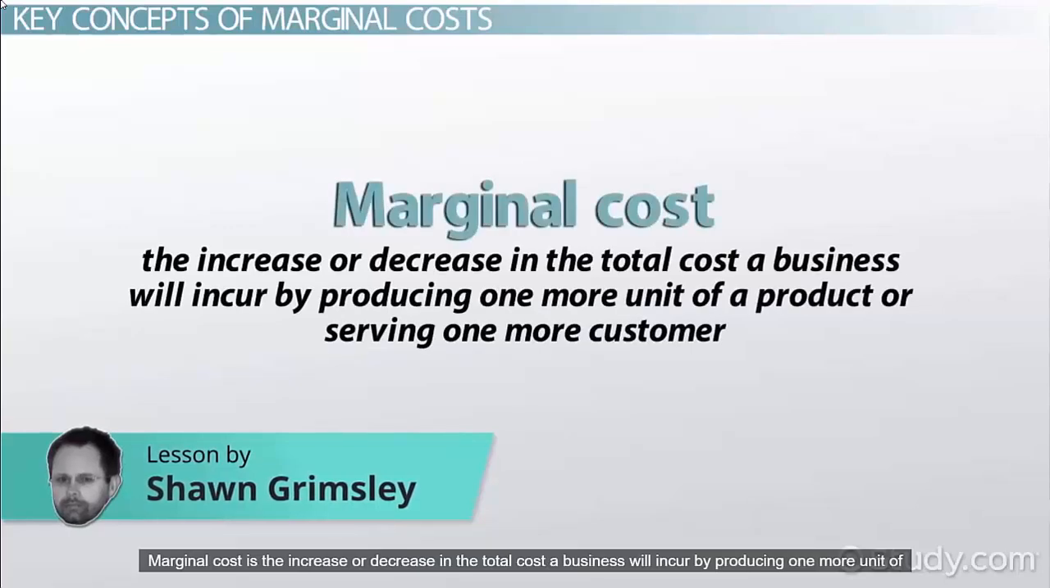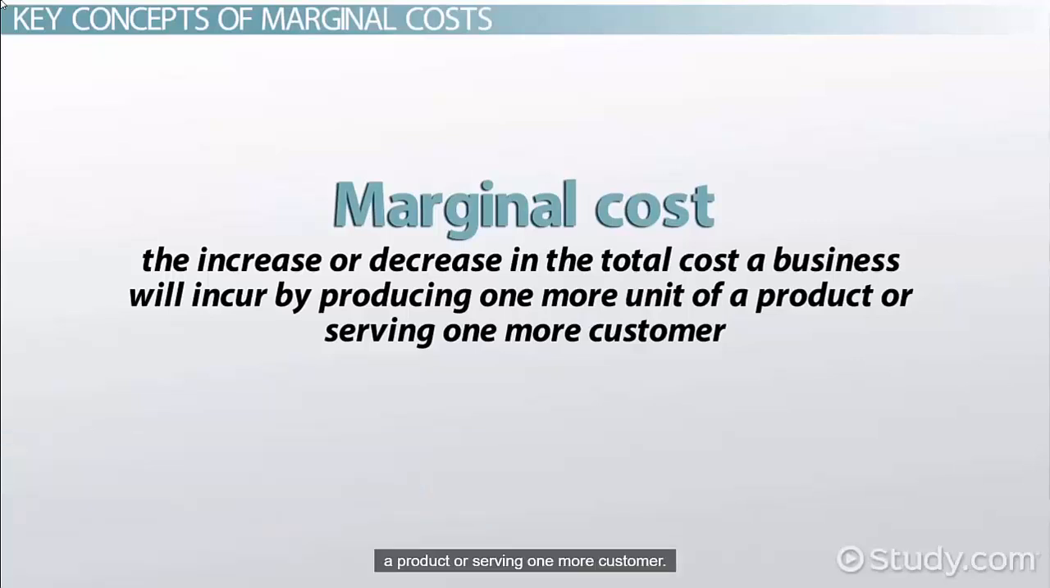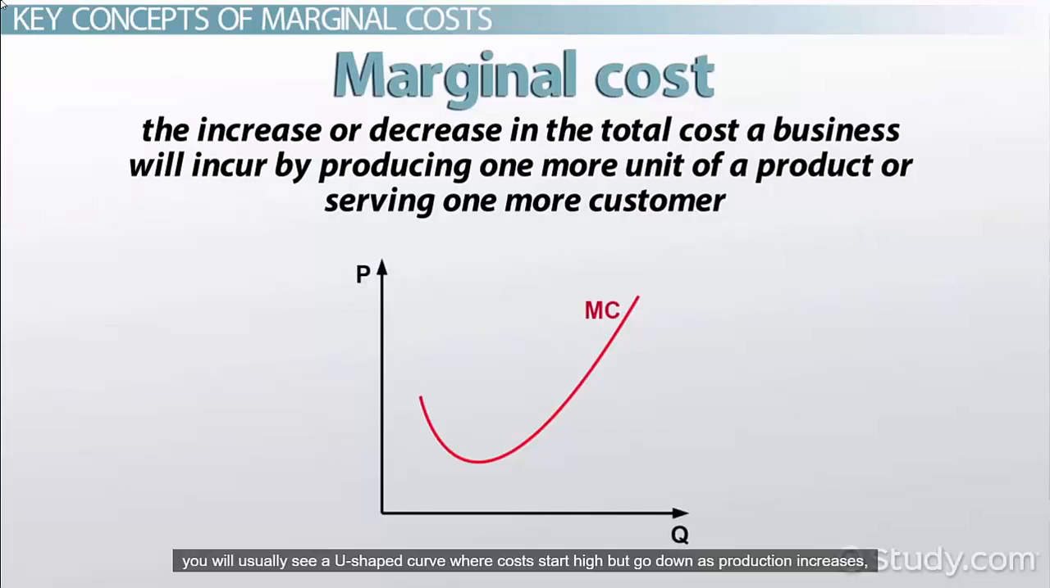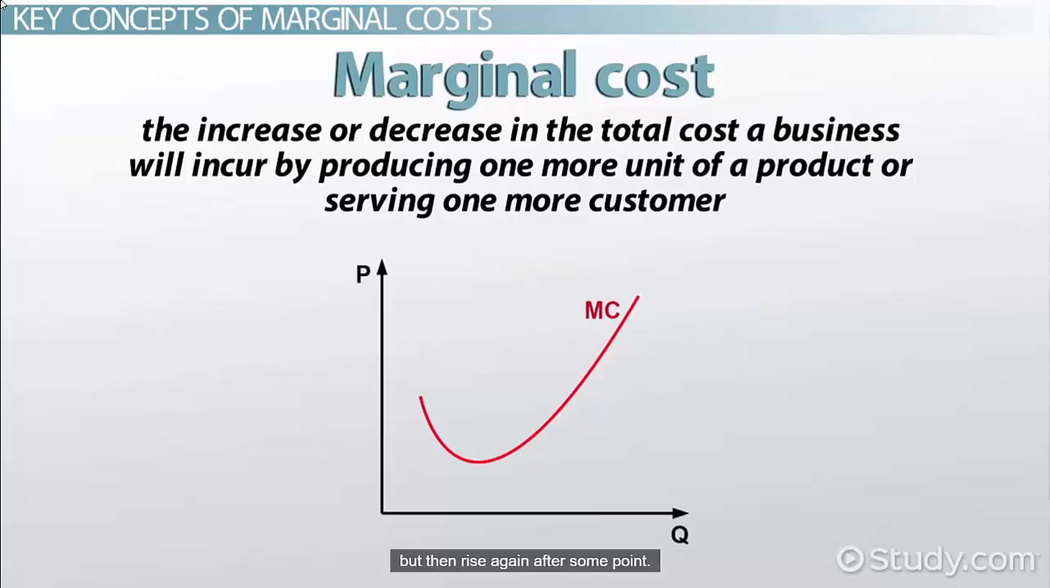Marginal cost is the increase or decrease in the total cost a business will incur by producing one more unit of a product or serving one more customer. If you plot marginal costs on a graph, you'll usually see a U-shaped curve where costs start high but go down as production increases, but then rise again after some point.